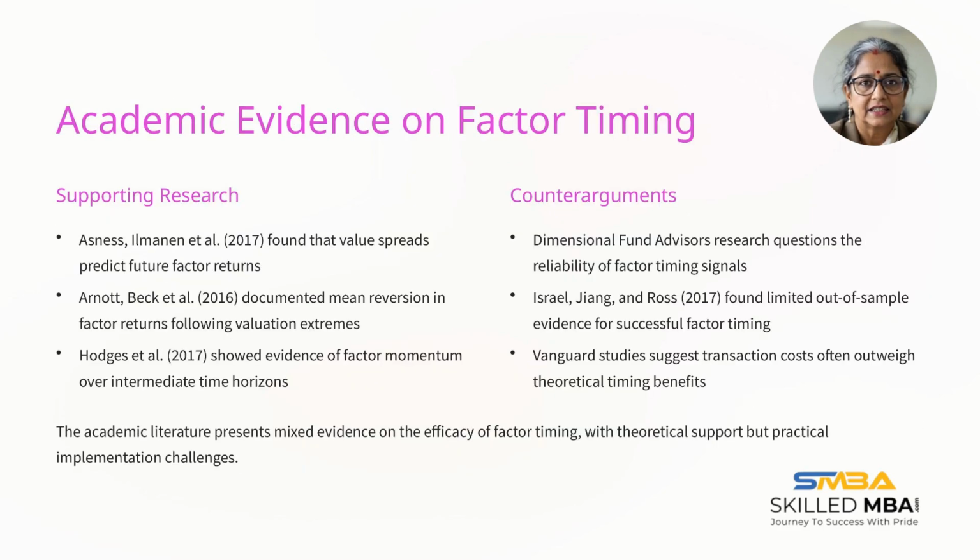Research by Asness, Ilmanen, et al. 2017 suggests value spreads can predict future factor returns, while Arnott, Beck et al. 2016 highlight mean reversion post-valuation extremes. However, Dimensional Fund Advisors and Vanguard caution against the reliability and cost-effectiveness of factor timing, indicating practical challenges despite theoretical support.